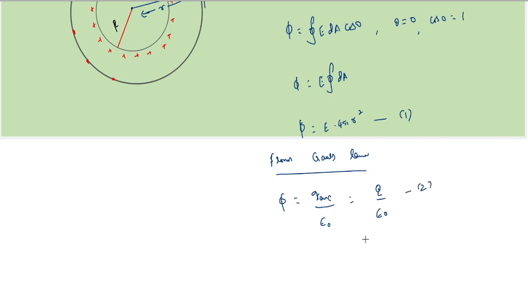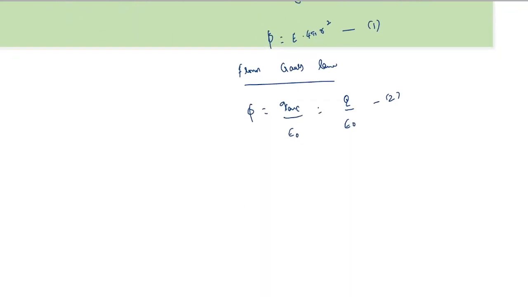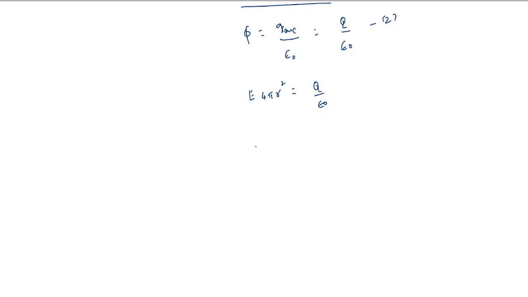We call it as 2. Let's equate 1 and 2. So, if we equate 1 and 2, then what we get is E into 4 pi r square is equal to capital Q by epsilon naught, or from here E is equal to capital Q by 4 pi epsilon naught into 1 by r square. So this is the electric field at a point outside the sphere.